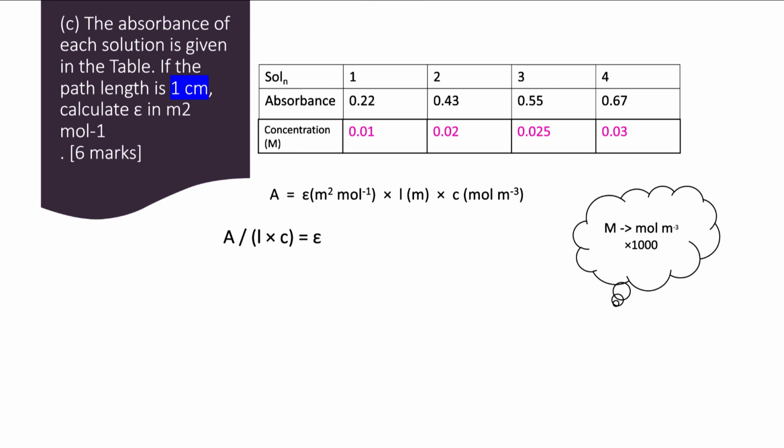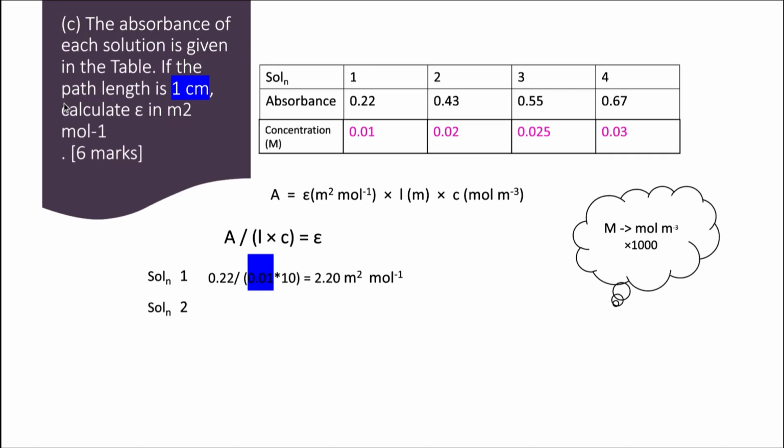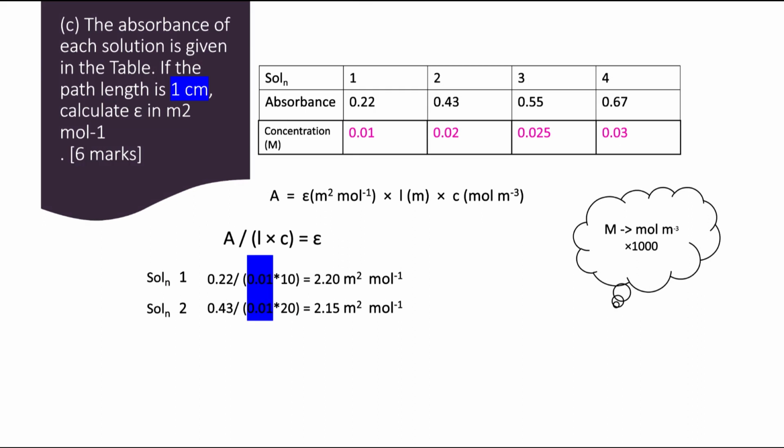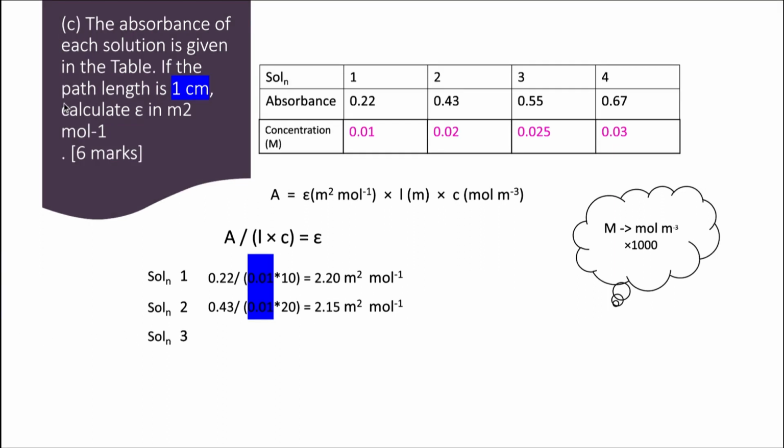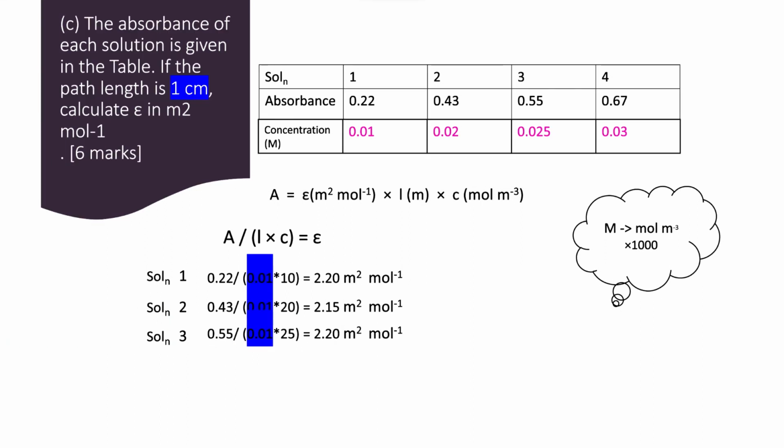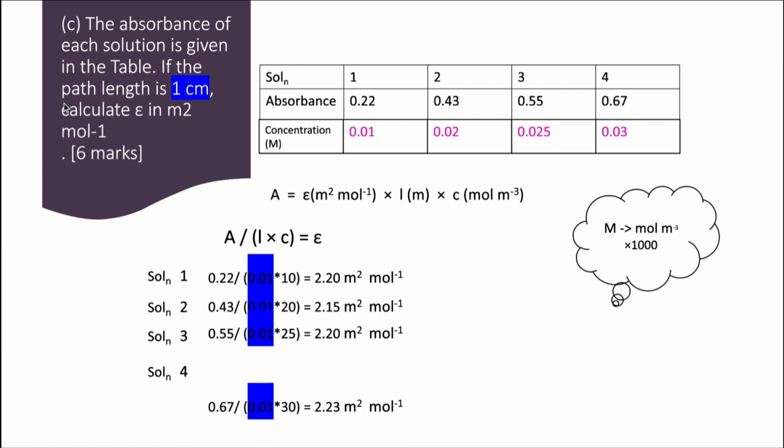For the first solution, the equation would look like this: 0.022 divided by 0.01, which is the length in meters, times 10, which is the concentration in moles per meters cubed. That gives us an answer of 2.2. For solution 2, we do the same thing: 0.43 over 0.01 times 20, which again is the concentration in moles per meters cubed, gives us 2.15. Solution 3, we get an answer of 2.2 again, and solution 4, we get an answer of 2.23.